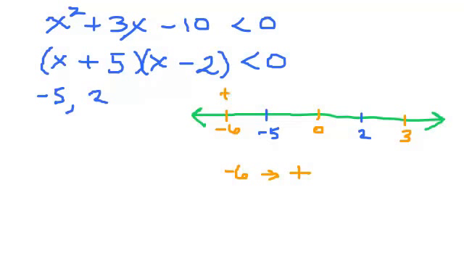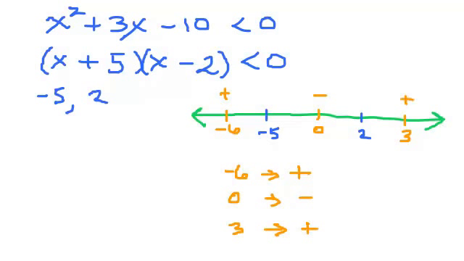Then we'll plug 0 in, so 0 plus 5 is 5, 0 minus 2 is negative 2, and a positive times a negative is negative. We'll put a negative sign there, and then we'll plug in 3. So 3 plus 5 is a positive number, 3 minus 2 is a positive, and a positive times a positive is positive. Put the positive sign here.